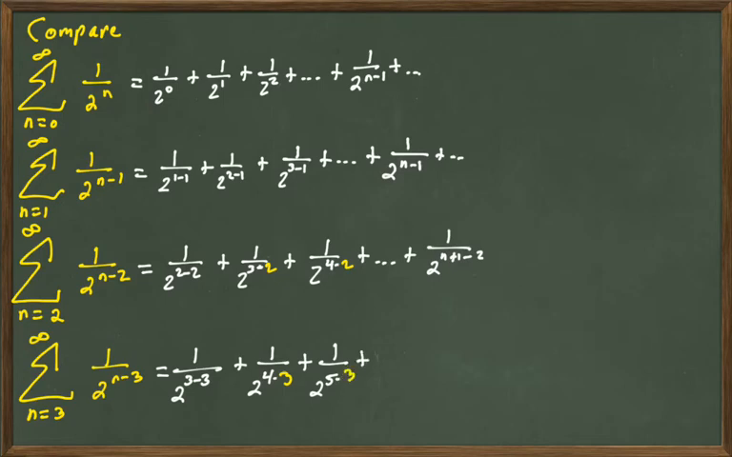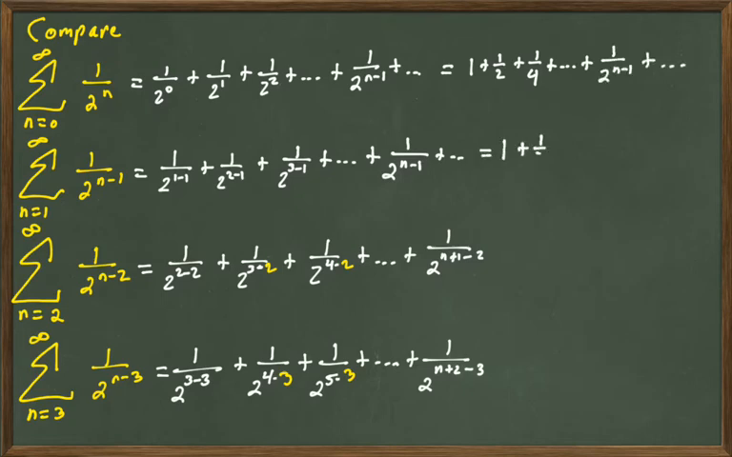Okay, all the way out to 1 over 2 to the n plus 2 minus 3. So from the third term to the n plus 2 term, that's actually going to be n terms there. All right, and so if we simplify this down, the first series is 1 plus 1/2 plus 1/4 plus all the way out to 1 over 2 to the n minus 1, etc. The second series ends up being exactly the same here as well. And so does the third one, and the fourth one will all end up being the same.